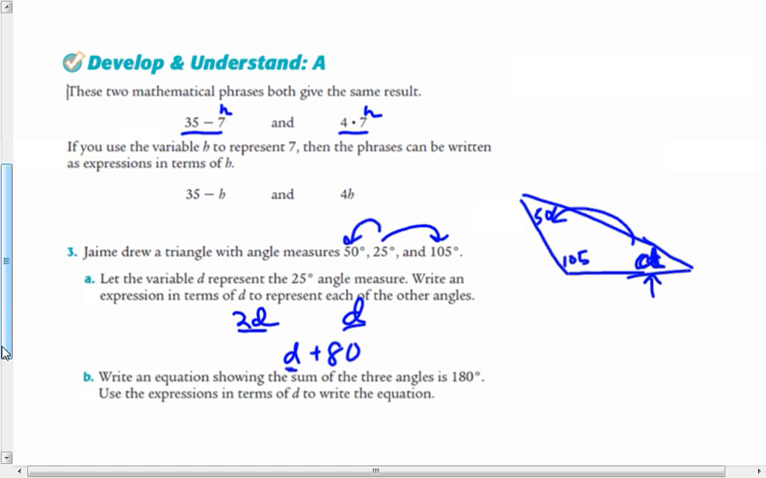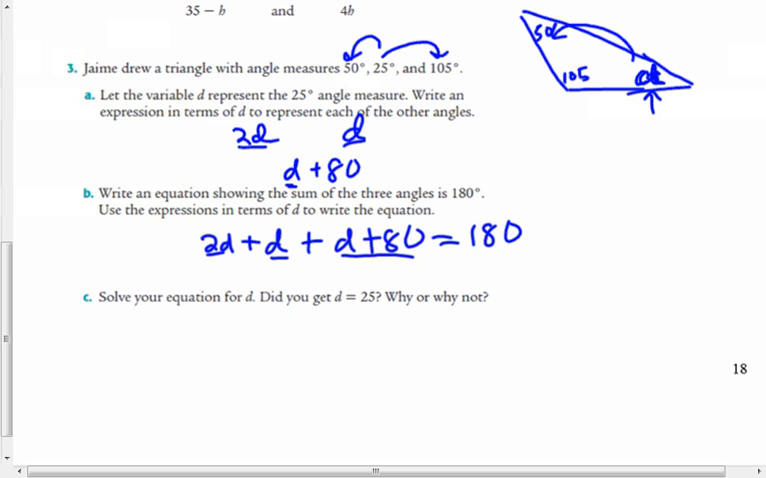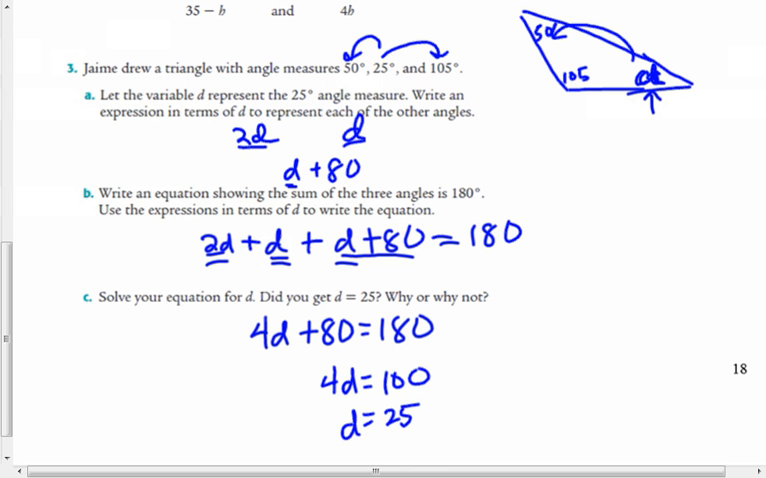And then we could just write an equation by adding all three of those up: 2d plus d plus d plus 80. So I added the three angles up, and it has to equal 180. And we could solve that. Remember to simplify, these are all like terms, all these d's. So that makes 4d plus 80 equals 180. Subtract 80 from both sides and we get 4d equals 100. Divide by 4 and we get d equals 25. And of course we should have got 25 because we wrote all the angles using 25 as our starting point. All right, so that's kind of the idea of what we're going to do here.